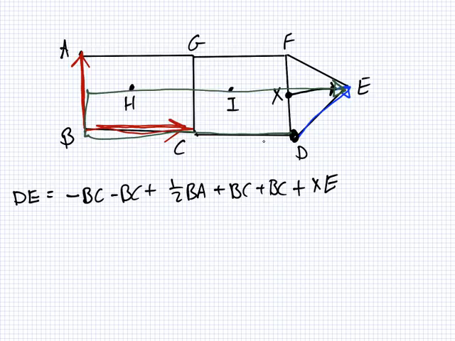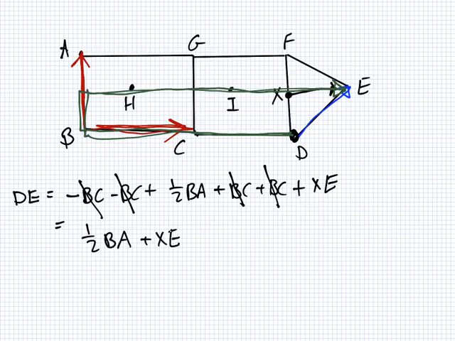Now you want to make the two vectors DB and B2 minus half BA. Half BA, yeah. This. A long way around. That cancels that. That cancels that. So you're left with a half BA plus XE. Suppose I could have just done that at the start.